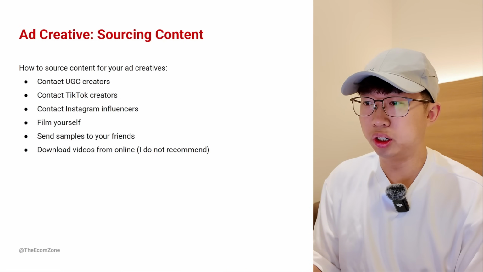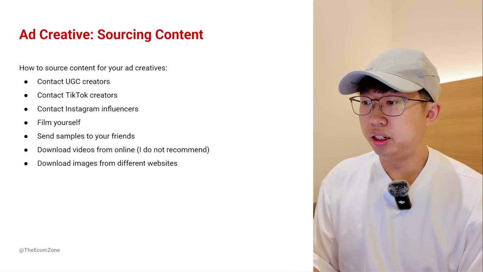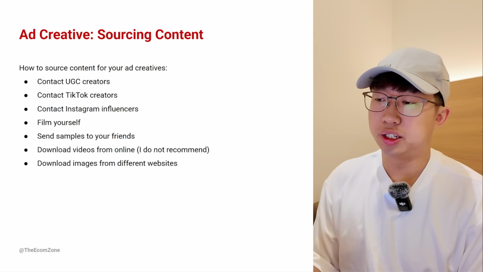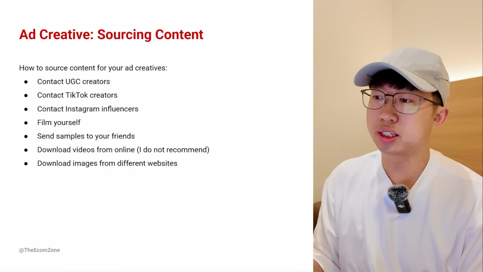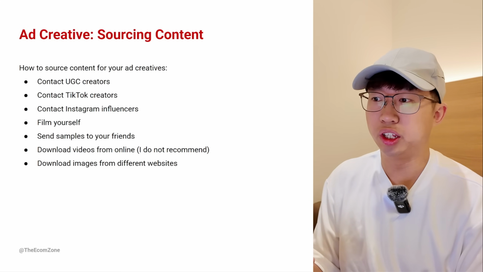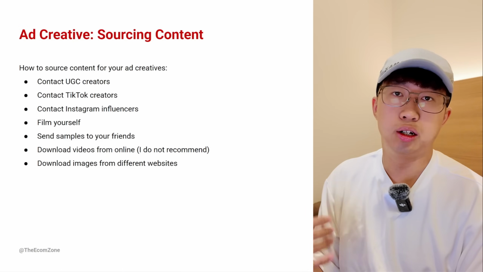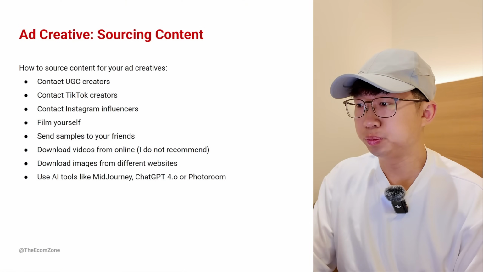Downloading videos from online, which I do not recommend because Facebook doesn't really like this. Next, you can download images from different websites like AliExpress or Google, etc., or Pinterest. And this sometimes works if the photos are professional. If they're not, then you're going to have to take your own photos or send it to a photographer or send it to influencers, etc.